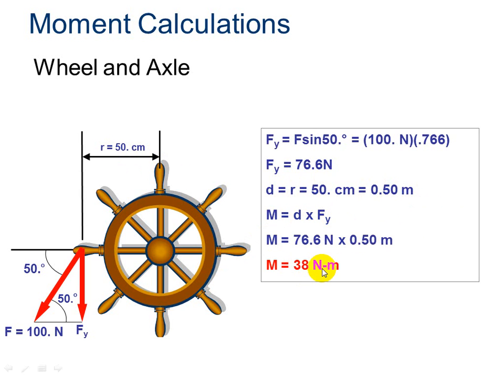Again, it's a vector quantity, so I need to consider the direction, and I need to consider when I push on this wheel, it's going to make it want to spin counterclockwise. Counterclockwise is a positive rotation, so this is a positive moment.